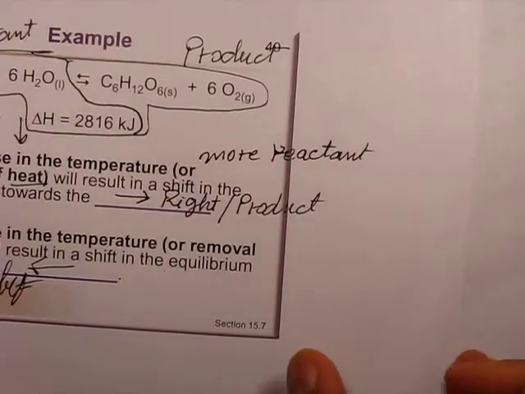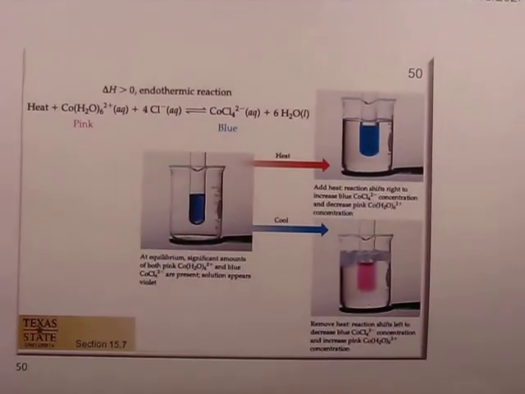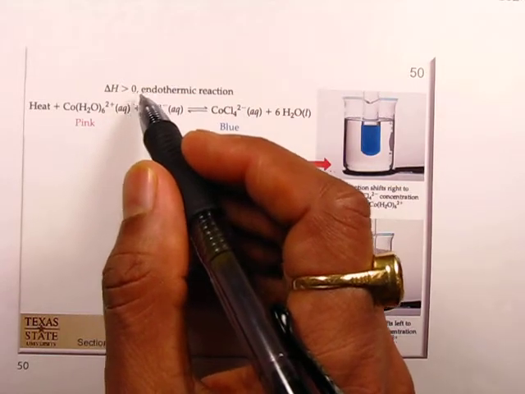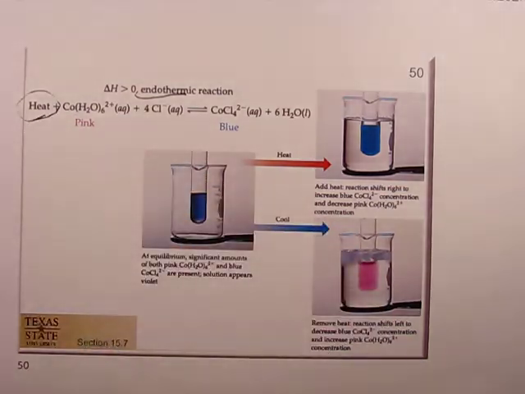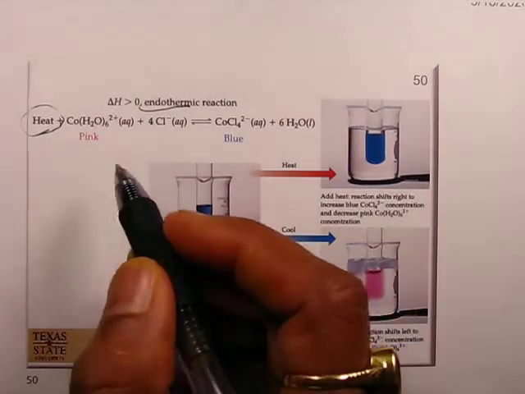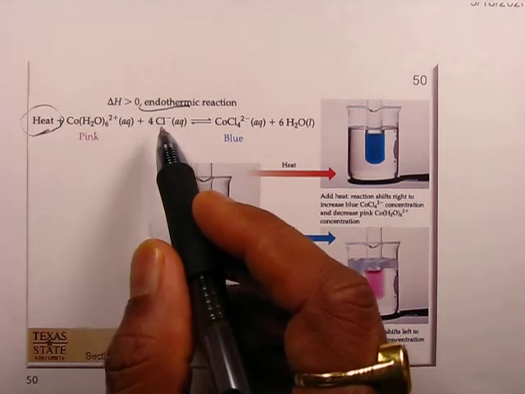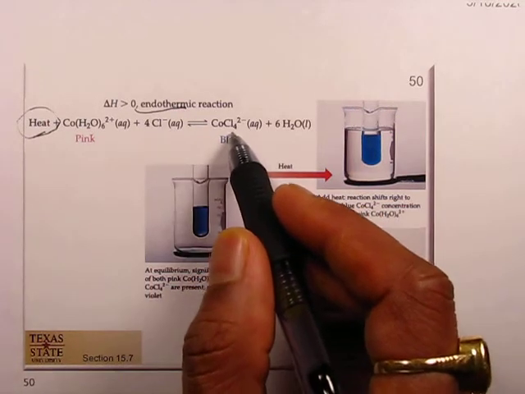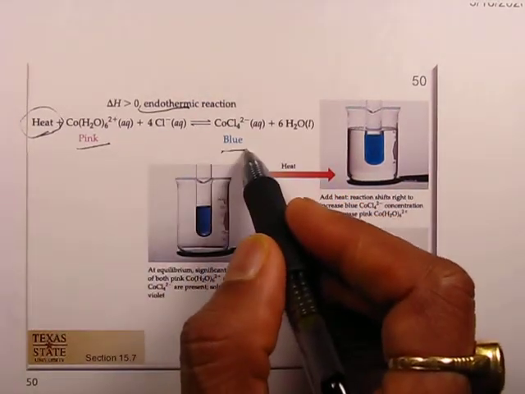Another example is here. In this reaction delta H is more than 0, meaning endothermic. This is another example of an endothermic reaction. Heat is a part of the reactant, and this is a cobalt salt in the water, with chloride ions, cobalt chloride and water. This one is pink and this one is blue.